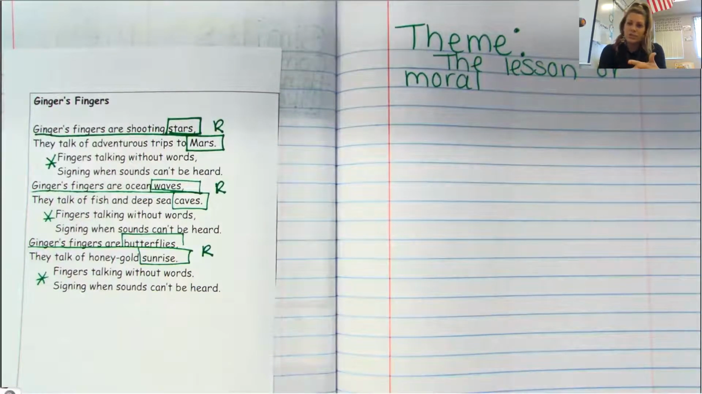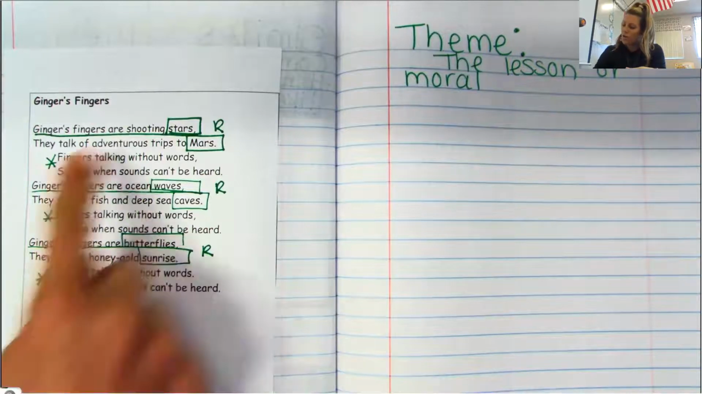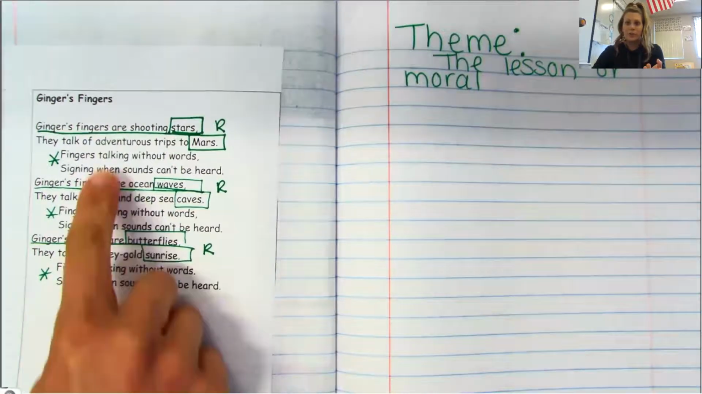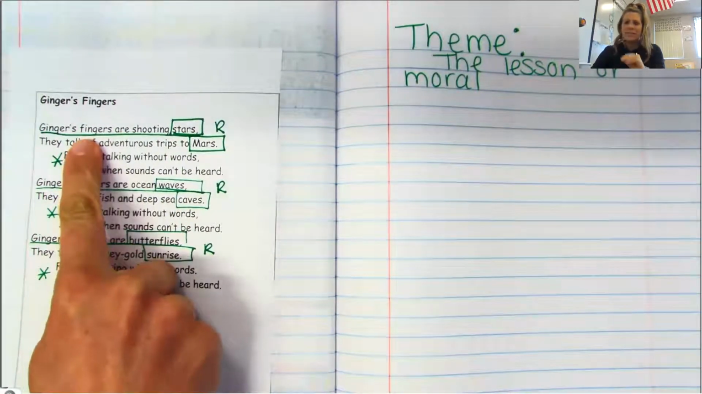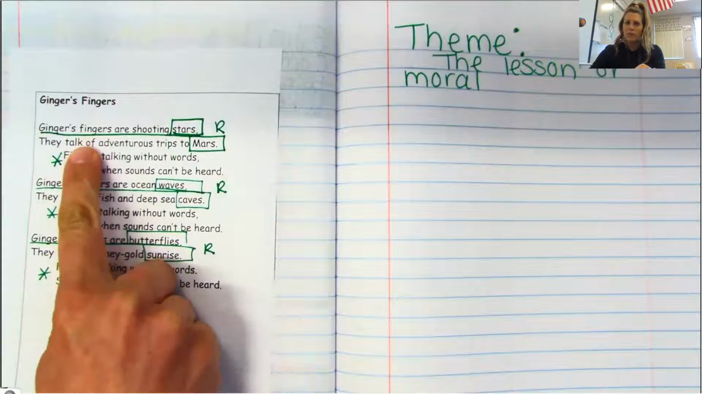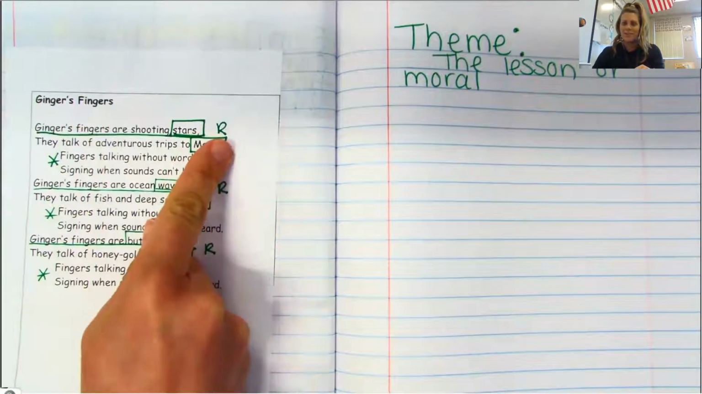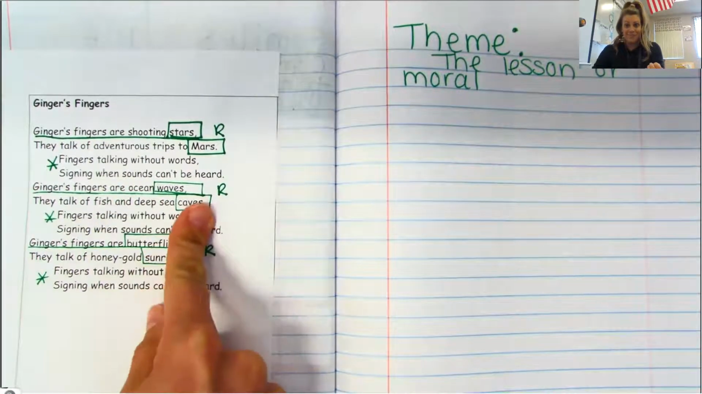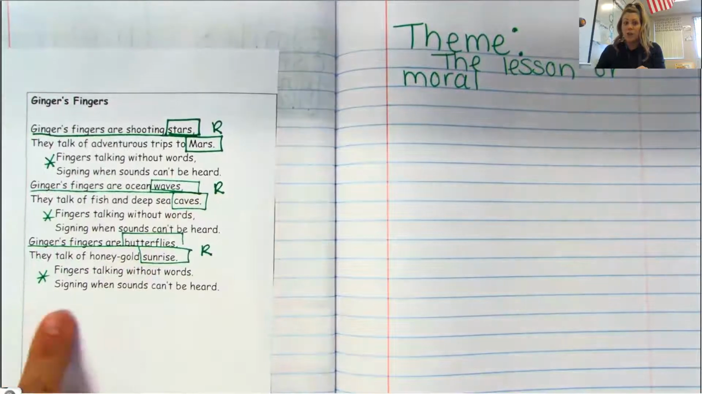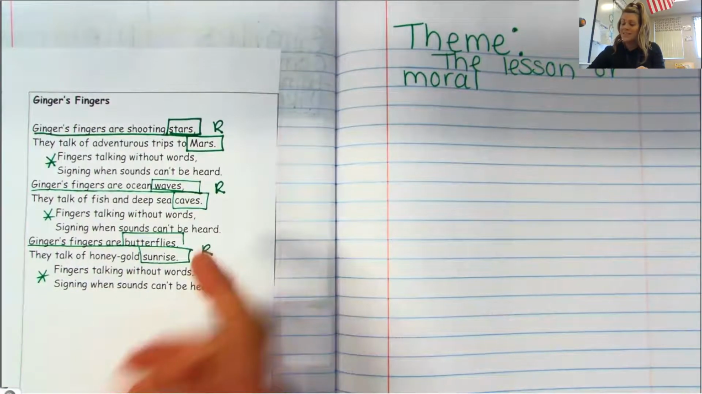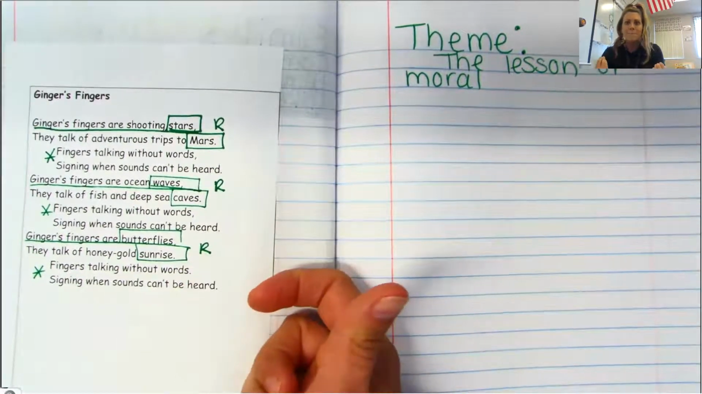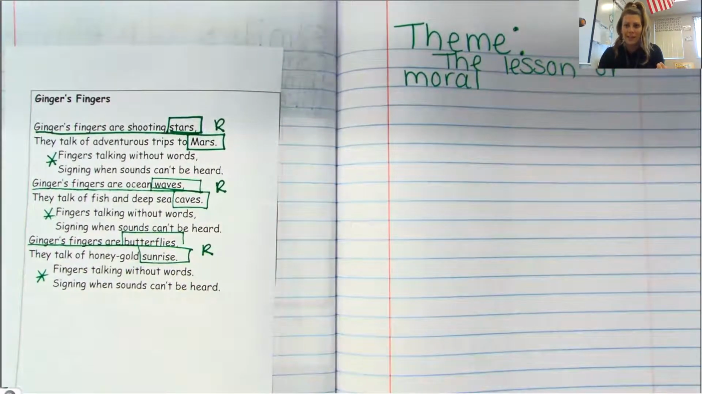Hey, Ginger's different, but it talks all about how she uses her fingers to communicate, right? And also, let's look at these metaphors. So her fingers are shooting stars. Well, that's amazing. Her fingers are ocean waves. Her fingers are butterflies. These are all different things in nature, right? And they're all amazing, beautiful things.